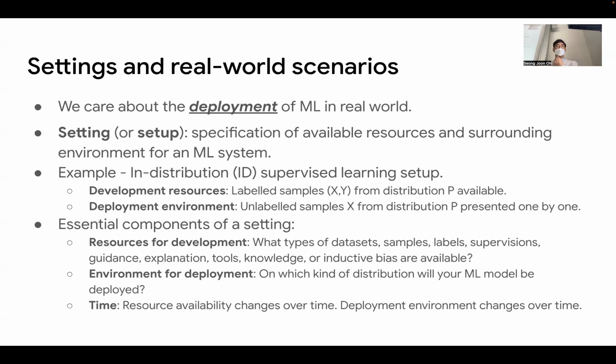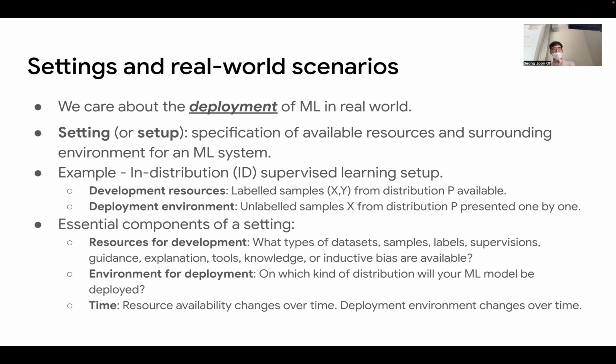Okay. So now I'm going to talk about how we need the right language to express what we exactly mean by generalization, or to distinguish different types of generalization. And the language that machine learning researchers use for that is called settings and real-world scenarios. So the bottom line is that we care about deploying machine learning systems to the real world.